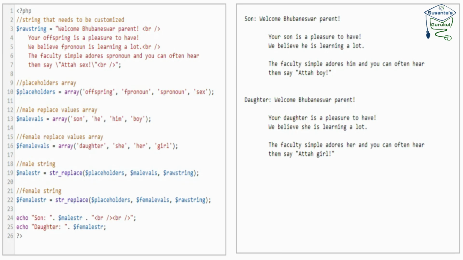The key thing to understand with this technique is that you're creating 3 arrays that will be used to swap values. The first item in placeholders will be replaced by the first item in the replacement values, the second item in placeholders replaced with the second in the replacement values, and so on and so forth.